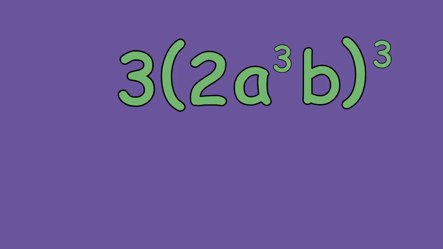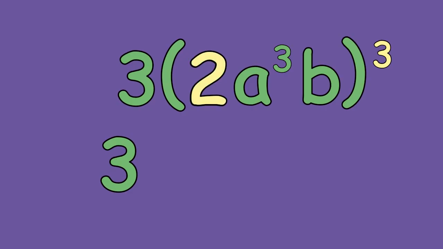Let's try one last example. Once again, since we have an exponent 3 on the outside of the parentheses, we're going to cube everything inside of the parentheses. Take care not to cube the coefficient 3, though. We can go ahead and bring down the coefficient to our answer to make sure we don't cube it. Now we need to work with what's inside the parentheses.